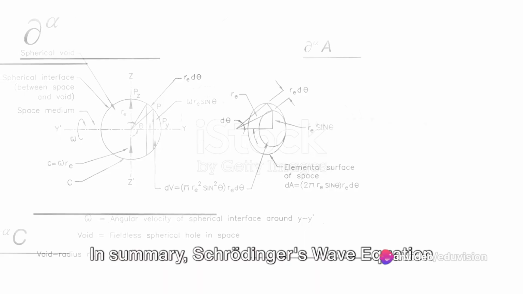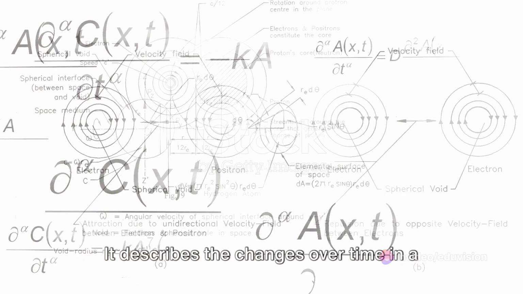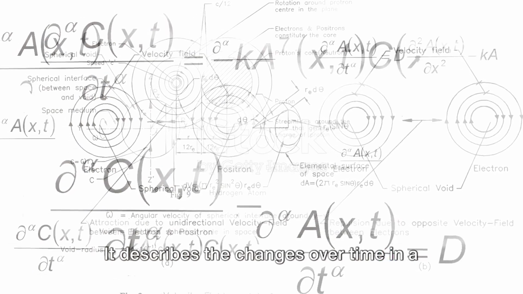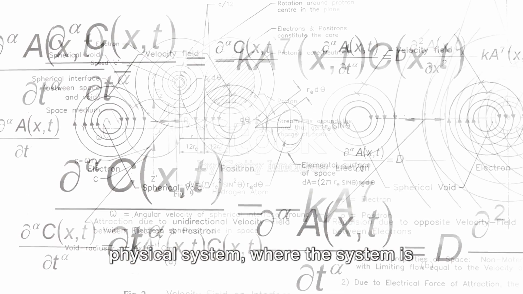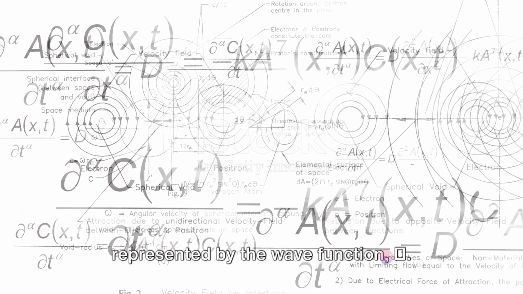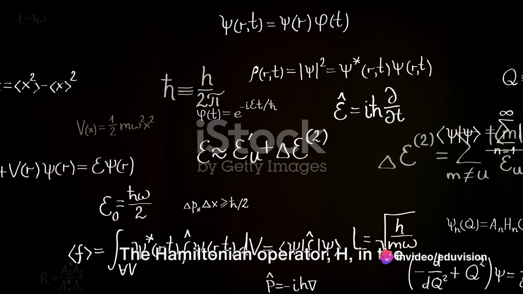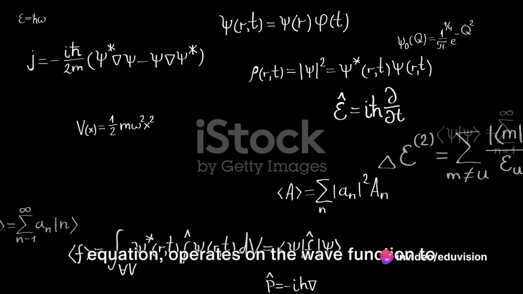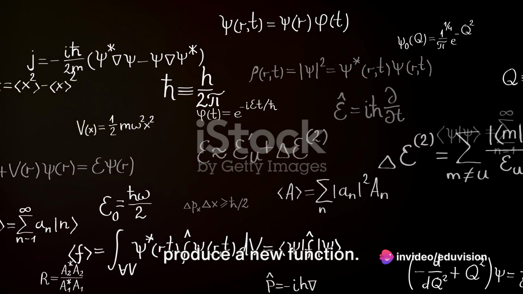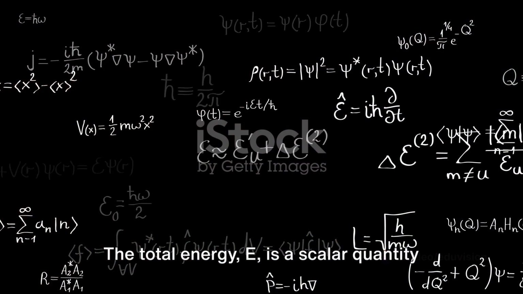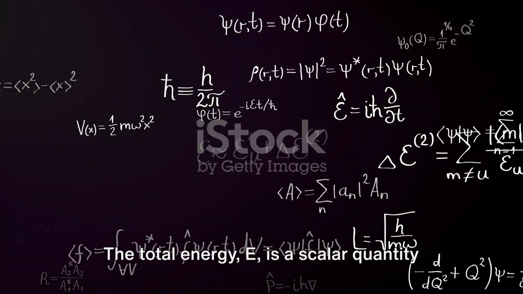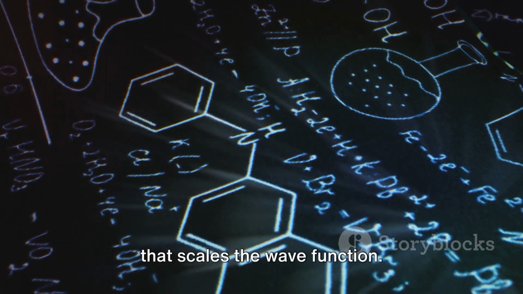In summary, Schrödinger's wave equation is a fundamental equation in quantum mechanics. It describes the changes over time in a physical system, where the system is represented by the wave function, ψ. The Hamiltonian operator H in the equation operates on the wave function to produce a new function. The total energy, E, is a scalar quantity that scales the wave function.